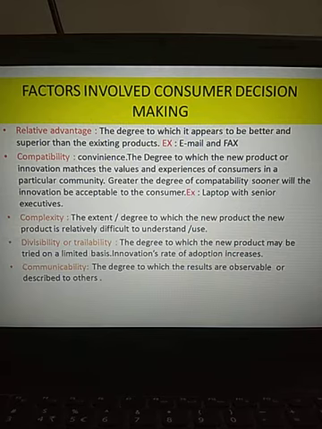Generally, when a new service or a new product comes to the market, consumers are going to compare the new service or the new product with already existing products. If they feel that the new product or new service which has been introduced is more beneficial, then immediately they go on receiving that product positively. Examples are email and fax.